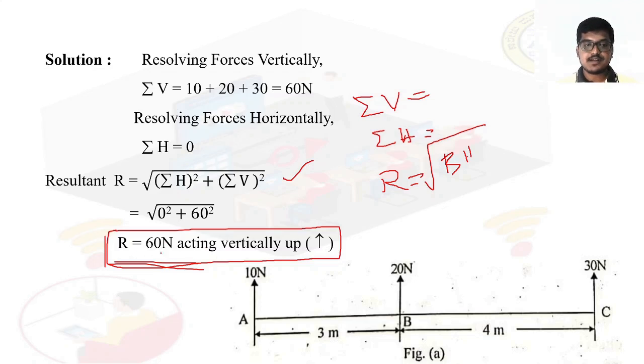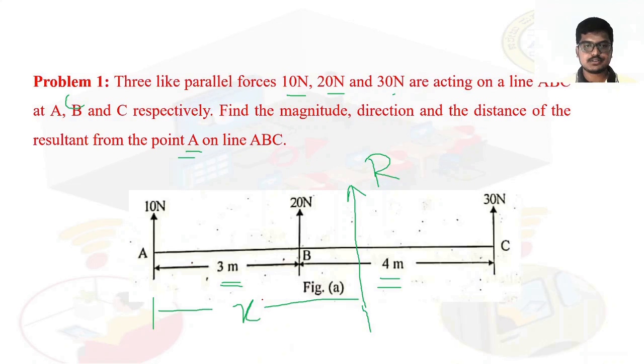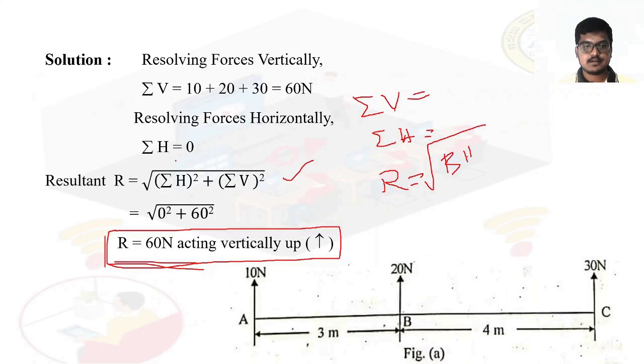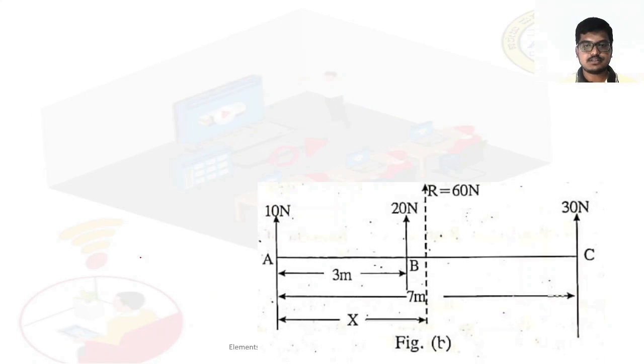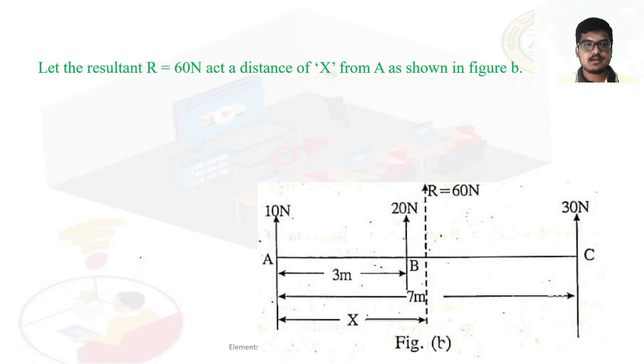So where should we place this 60 Newton from A? They are asking in the question to find the magnitude. Yes, we found the magnitude. We didn't find the direction theta, that is tan inverse of sigma V by sigma H, we need to find that. Then we also have to find the distance of the resultant from point A. Now we found R is equal to 60 Newton. Next we will find that R is 60 Newton, acting at a distance of X from A, as shown in the figure.